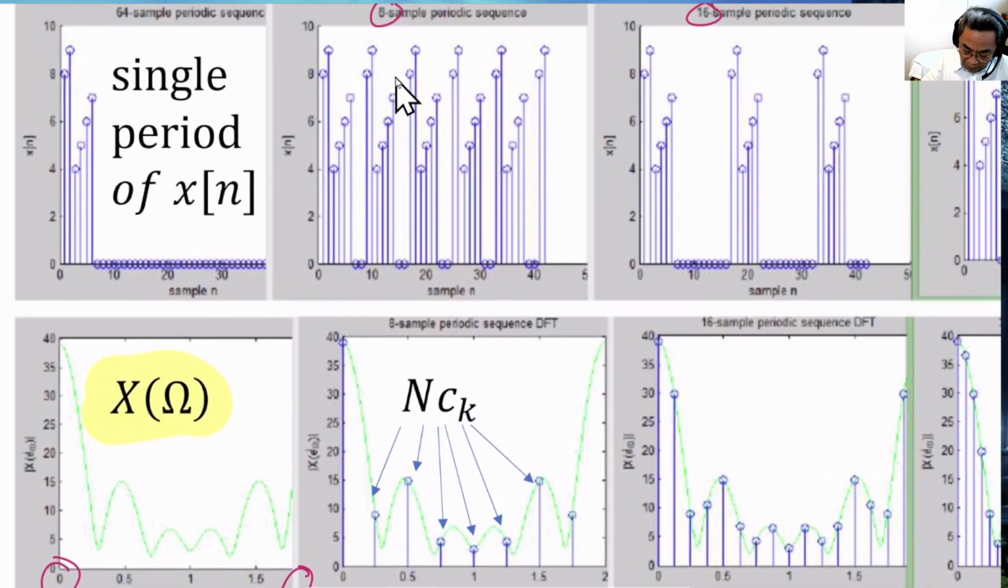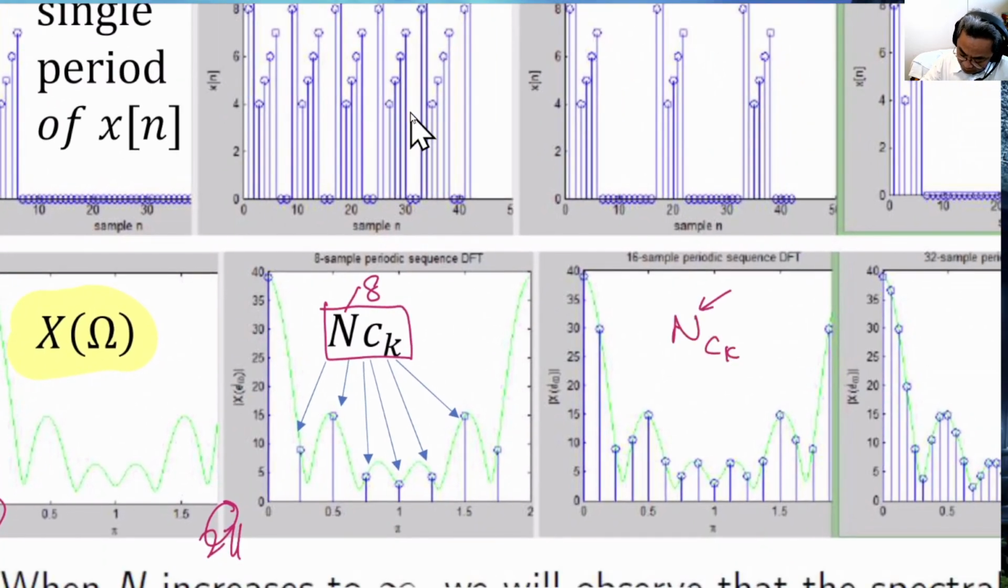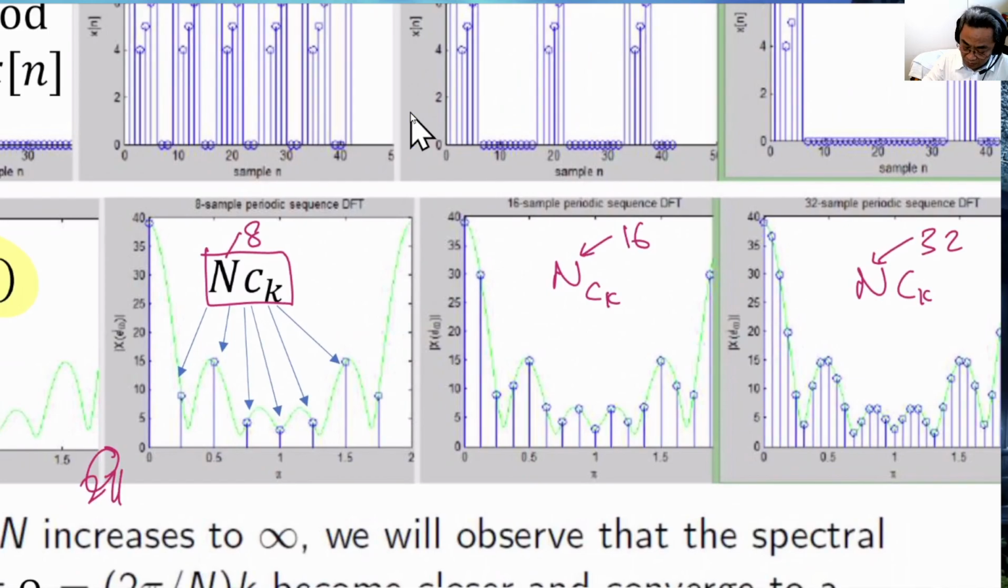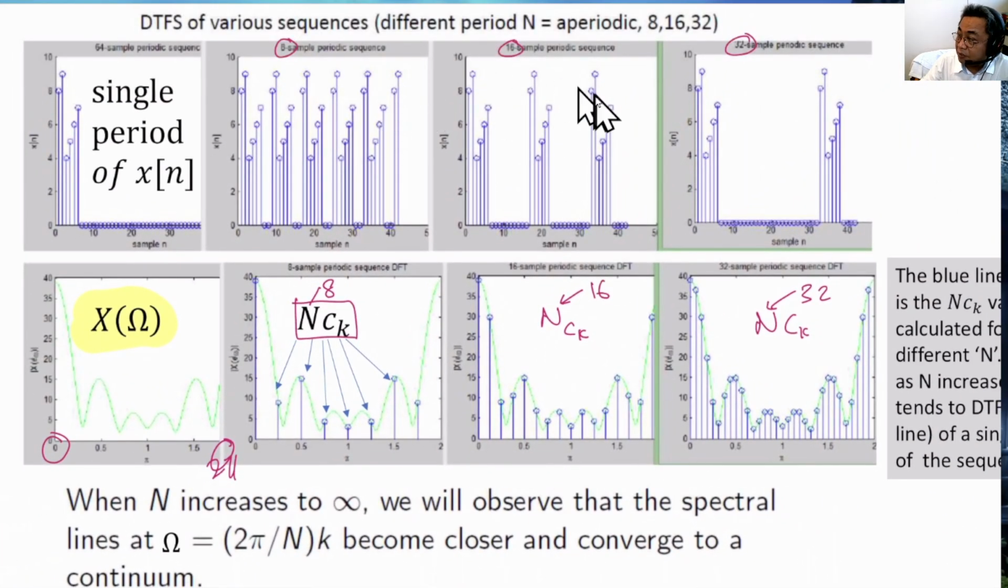If we take the DTFS of this, we get the c_k and we multiply the c_k by N. In this case N is 8. In this case, N c_k, N is 16. And in this N c_k, this N is 32. So we calculate the c_k for different values of N and we multiply by that. You will see that you realize that the blue lines, which represent the N c_k, are meeting the green line, which is X(omega), directly. So they are the same values.